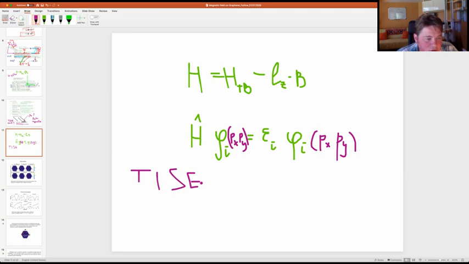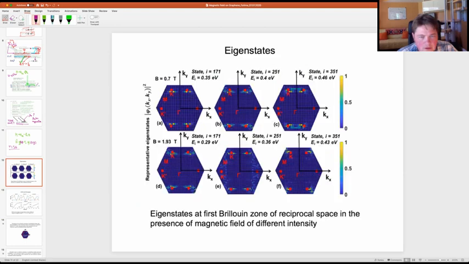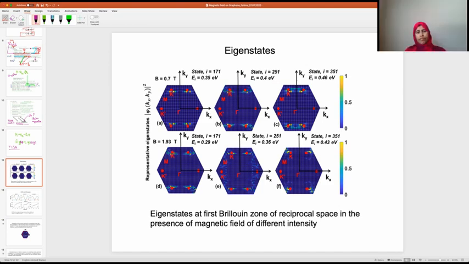And all slides up to here were methods, and in the next slides you are going to present results, right? Okay, let me know when you want to go to the next slide. Yes, please. Here we can see the eigenstates. We calculated 500 eigenstates. Here we can see for each value of magnetic field only 3 representative eigenstates and their corresponding energies. And these eigenstates are shown in the first Brillouin zone of reciprocal space.